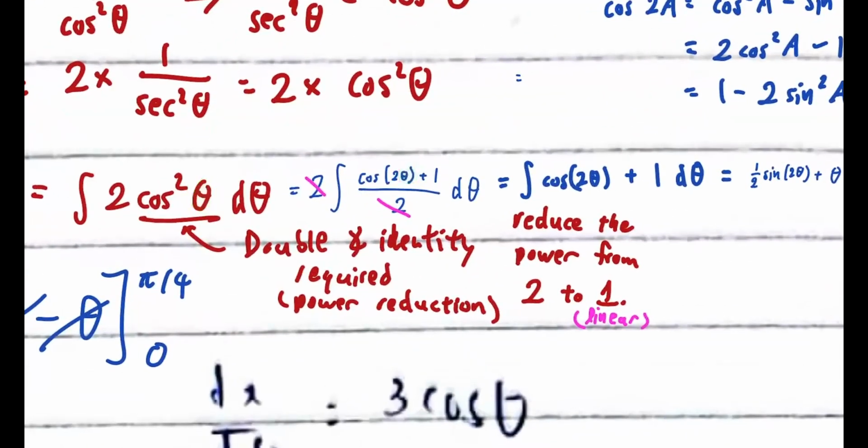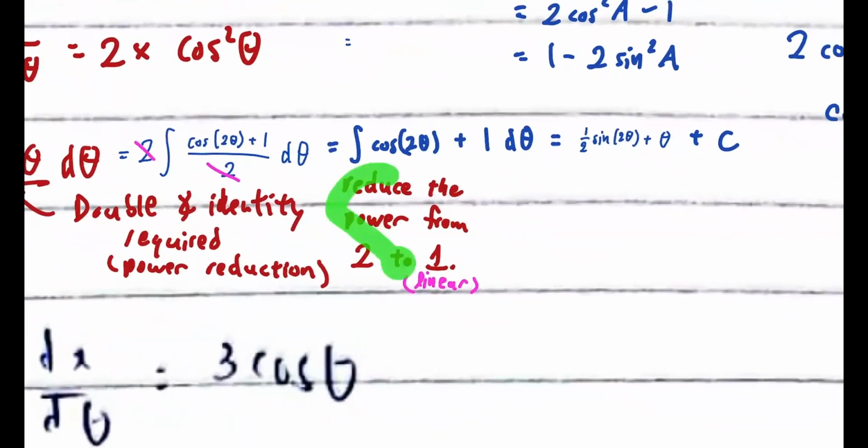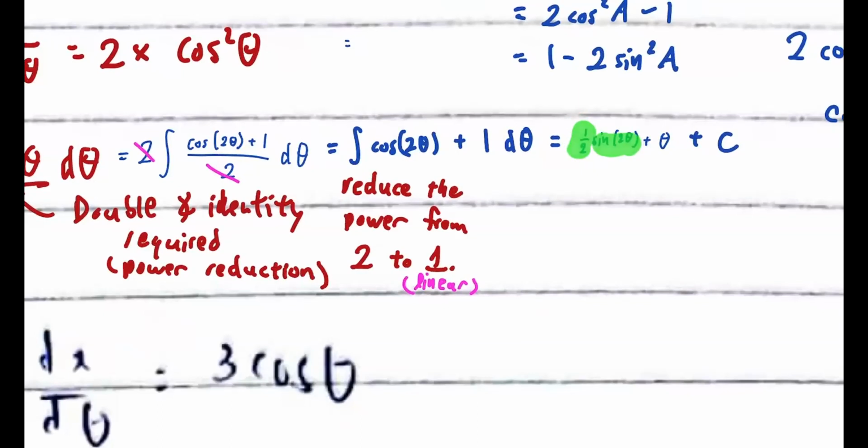All right, so what happens next? You got 2 in front. So 2 divided by 2 cancel each other off. You're left with the integral of cos 2 theta plus 1. Very simple. We have reduced the power from 2 to 1 already. Now it's linear. Very easy to integrate cosine 2 theta. It's just half sine 2 theta.